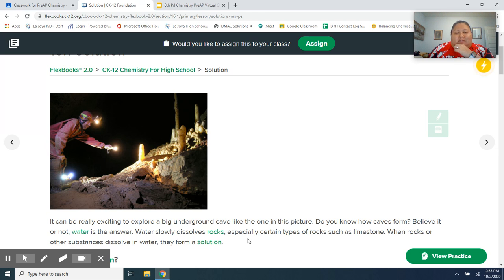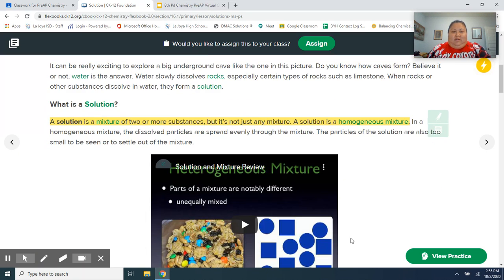So water, as it's passing over and over and over through time, will start to break down those substances and create a solution of water, minerals, rock, and sediment, dirt, right? And they tell you here that one of those minerals that will especially degrade is limestone. All right.